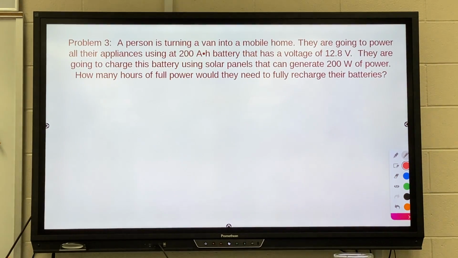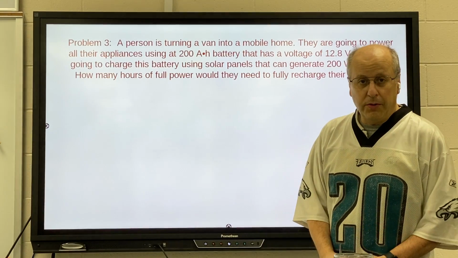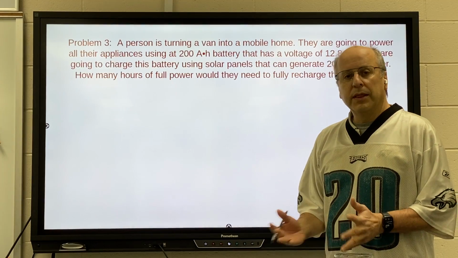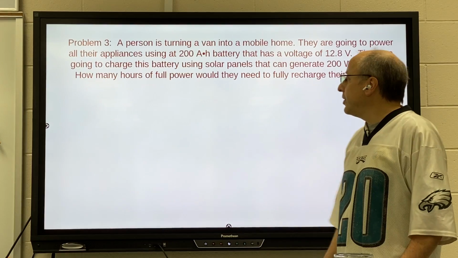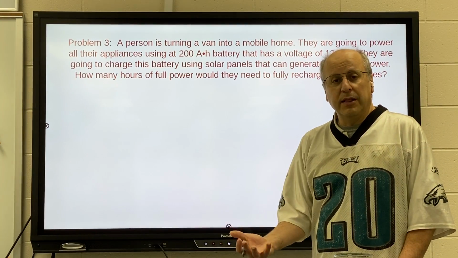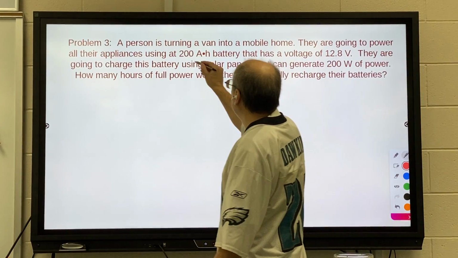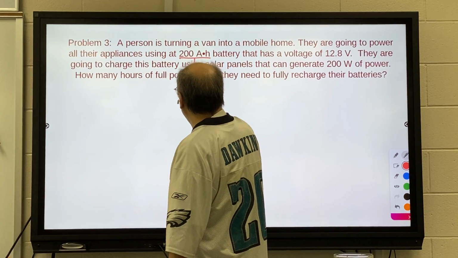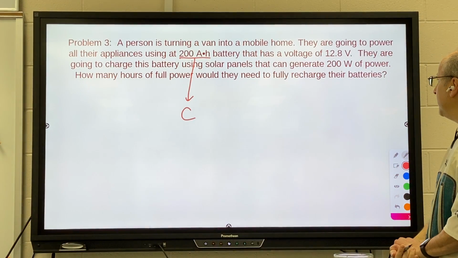Okay, number 3, we're having a person who's turning a van into a mobile home. So a lot of people are doing this. Okay, they find it more liberating to have a home that they could move around with them, explore the country, but they still want to have some of the conveniences of modern electrical appliances. So this person is going to power their home using a 200 amp hour battery. Turn that into coulombs. Figure out how many coulombs are on the battery.